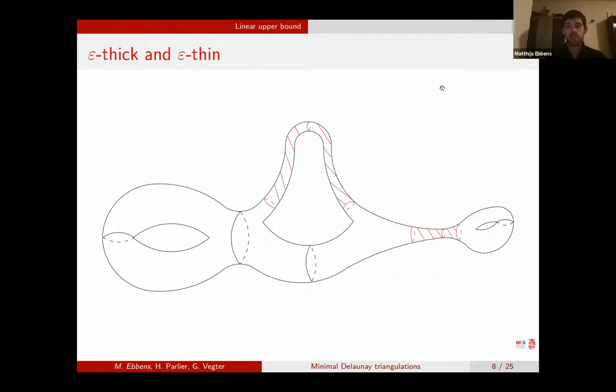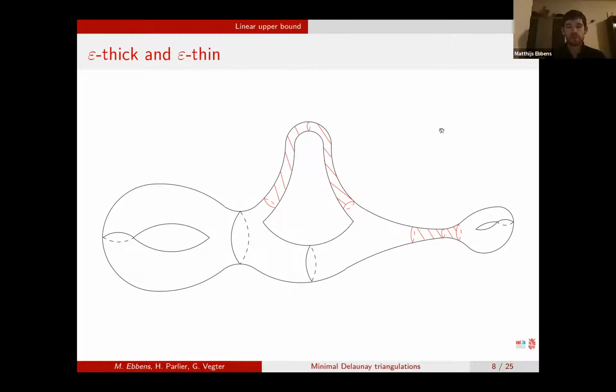This was also already mentioned earlier today by Christopher Bishop. And the way we do that is we fix some parameter epsilon, usually quite small. And the epsilon thick part is the part of the surface consisting of all points which have injectivity radius at least epsilon, and the epsilon thin part is the complement, so all the points that have injectivity radius at most epsilon. So in this case, for example, the epsilon thin part would be the shaded red areas, and the rest of the surface is the epsilon thick part.